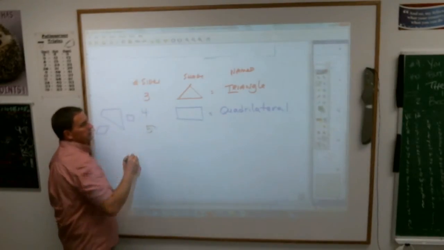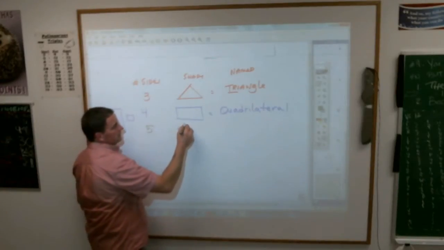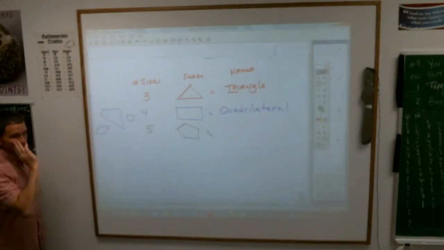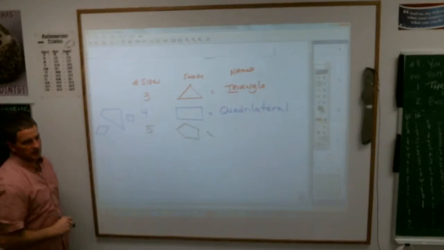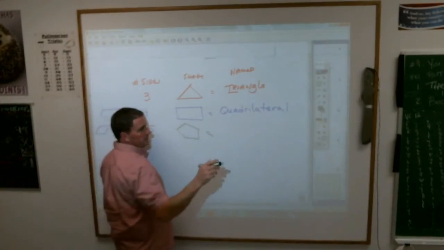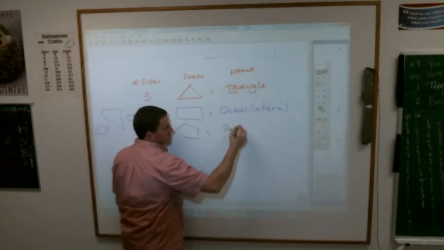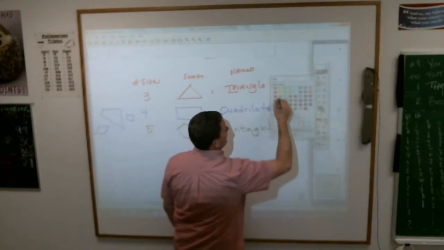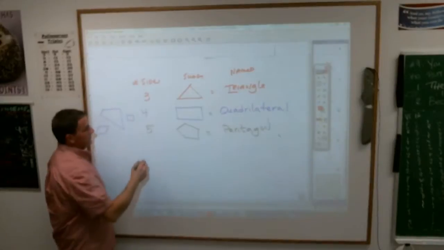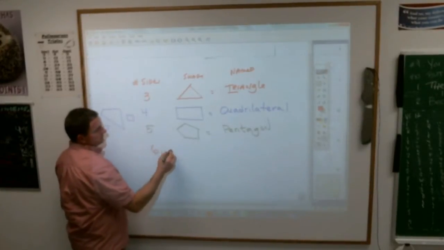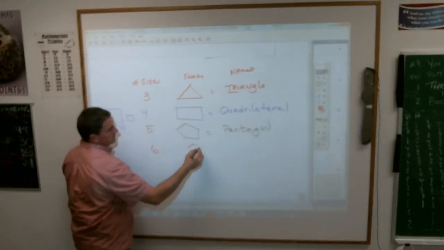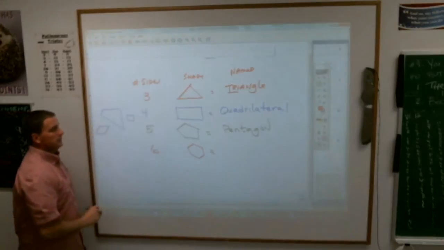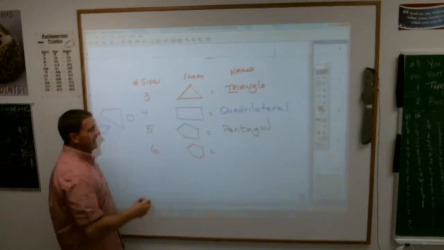A five-sided shape, usually we think of something that looks a little like this. Five-sided shape, anybody out there? There's a famous building in Washington, D.C., where the government has military stuff? Yeah. Pentagon. A pentagon. A six-sided shape looks a little like this. 1, 2, 3, 4, 5, 6. Six-sided shapes, hexagons.